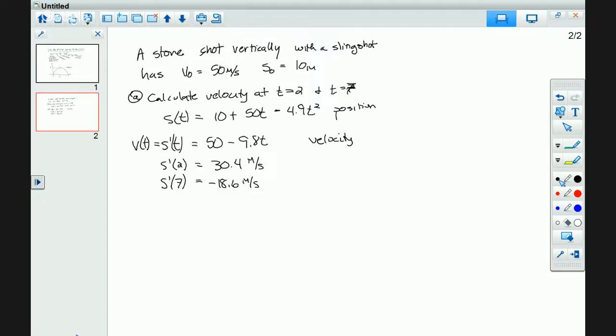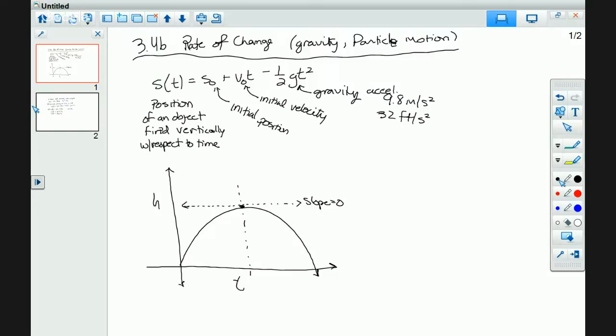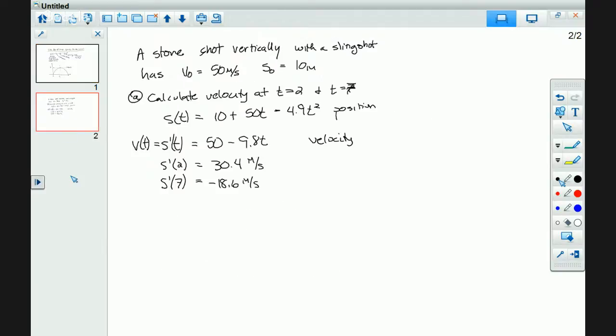Why is it negative? Velocity has direction, right? Speed is always positive, but velocity has a direction indicator. So if we're starting here, velocity is positive because we're going up. At max height, velocity is negative, right? So it's indicating that we're headed down. Throw it up, positive, and then it comes down, negative velocity. So this is up, down.